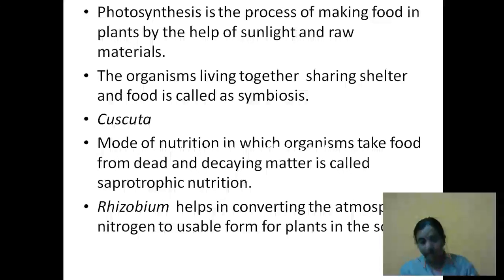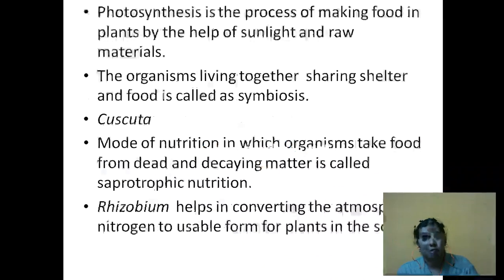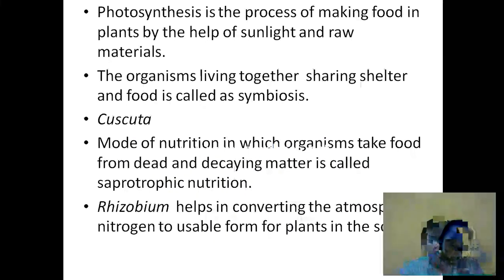Okay. And next, what is the function of rhizobium in soil? So rhizobium is a bacterium which helps in converting the atmospheric nitrogen to a usable form for the plants in the soil. Means rhizobium is a bacterium which is present in the soil and it helps to convert the atmospheric nitrogen into a very usable form for whom? For the plants. Okay, so these were the simple questions of your homework part.